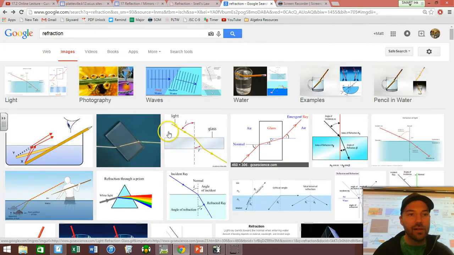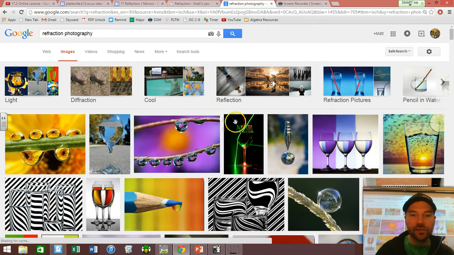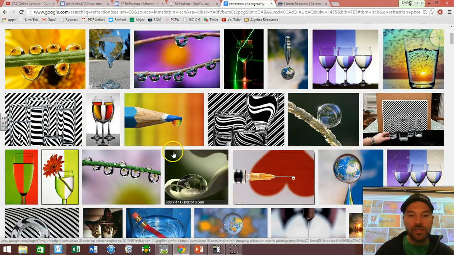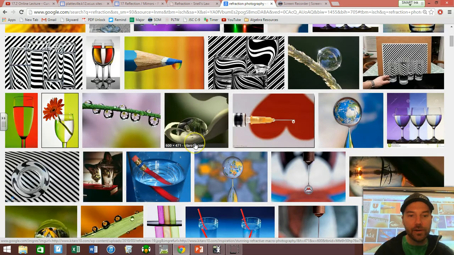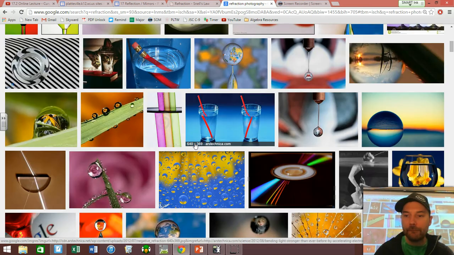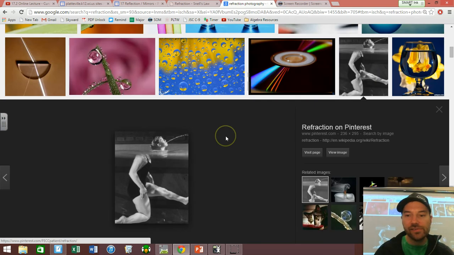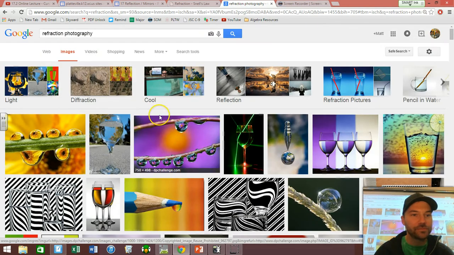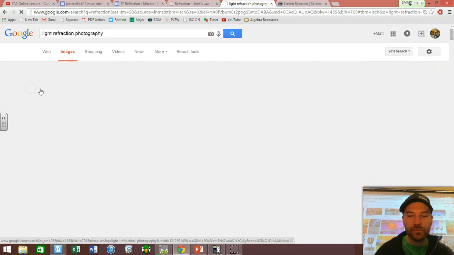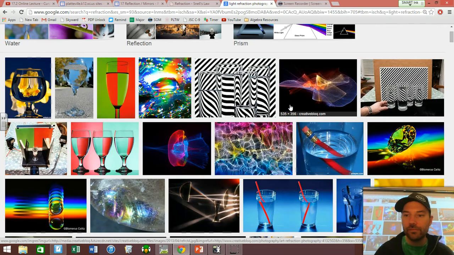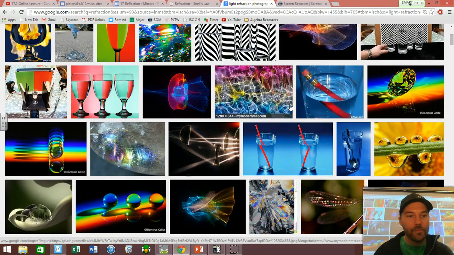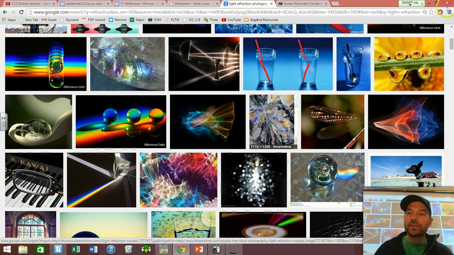The Pink Floyd album. You can click on photography here. Here are some pictures that maybe you've seen before. Droplets of water. A person's head. But refraction.